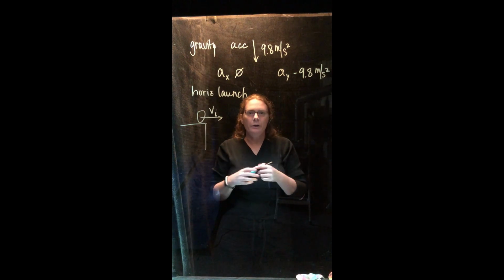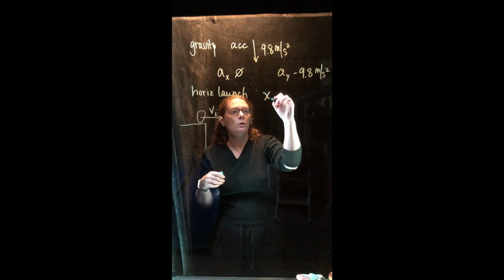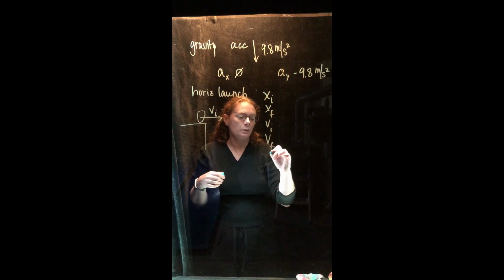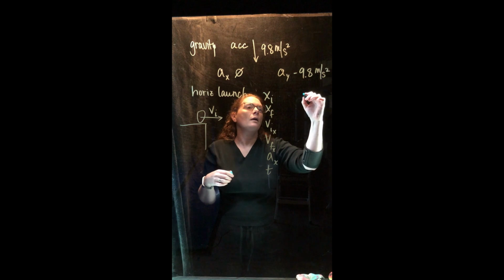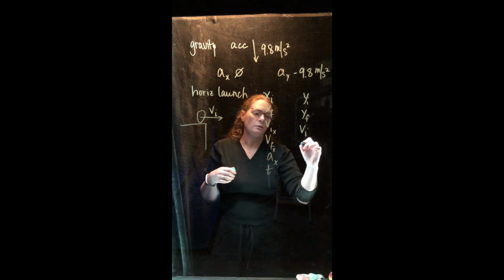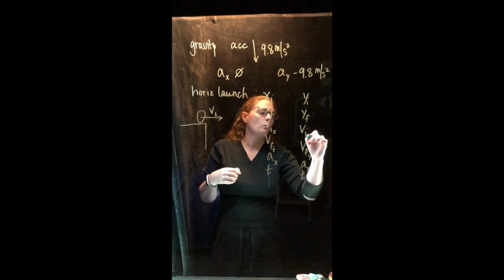Let's look at our chart of variables. Now we have two directions, two dimensions that we're dealing with, so our chart of variables has to include both of those. So here is my horizontal information, and here is my vertical. All right, V initial, A, T, X, Y.